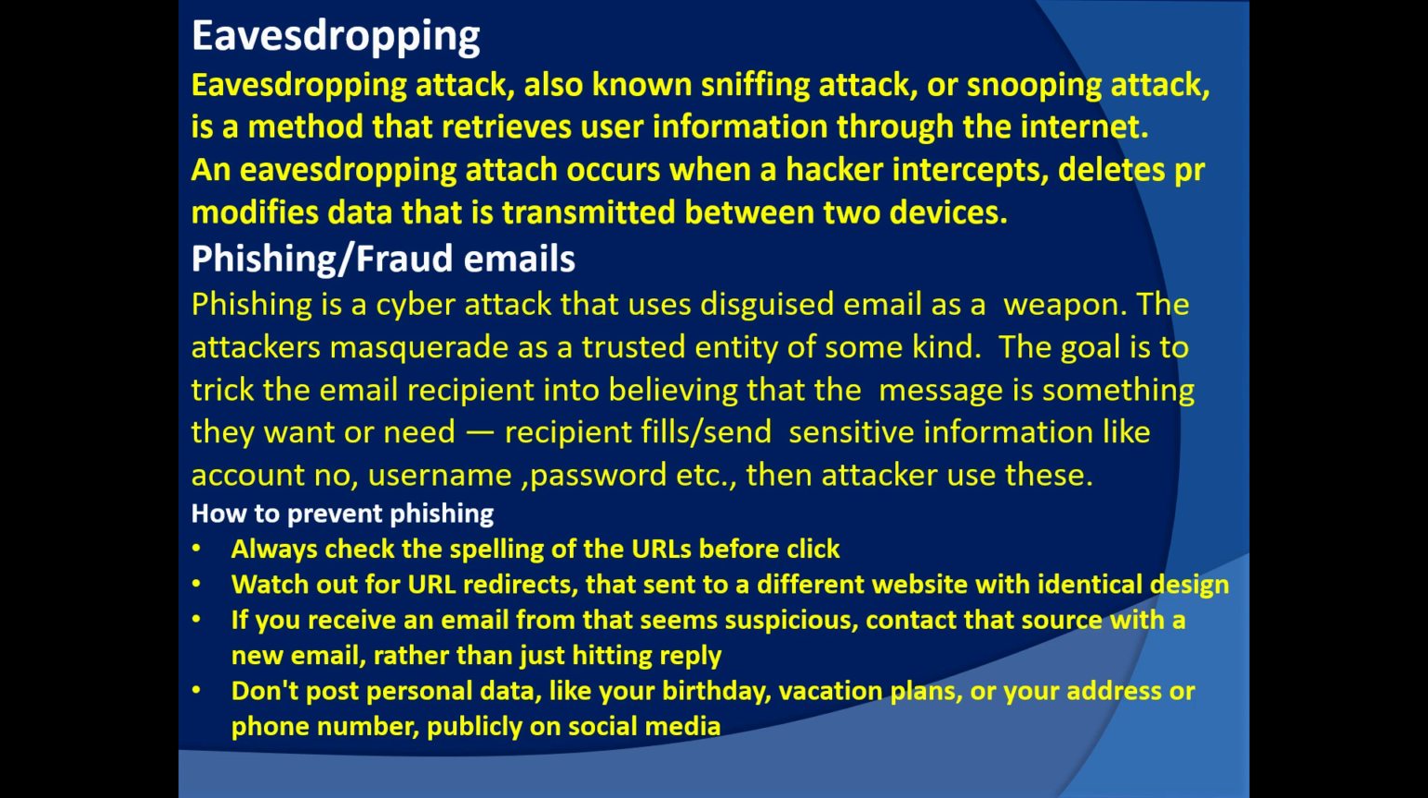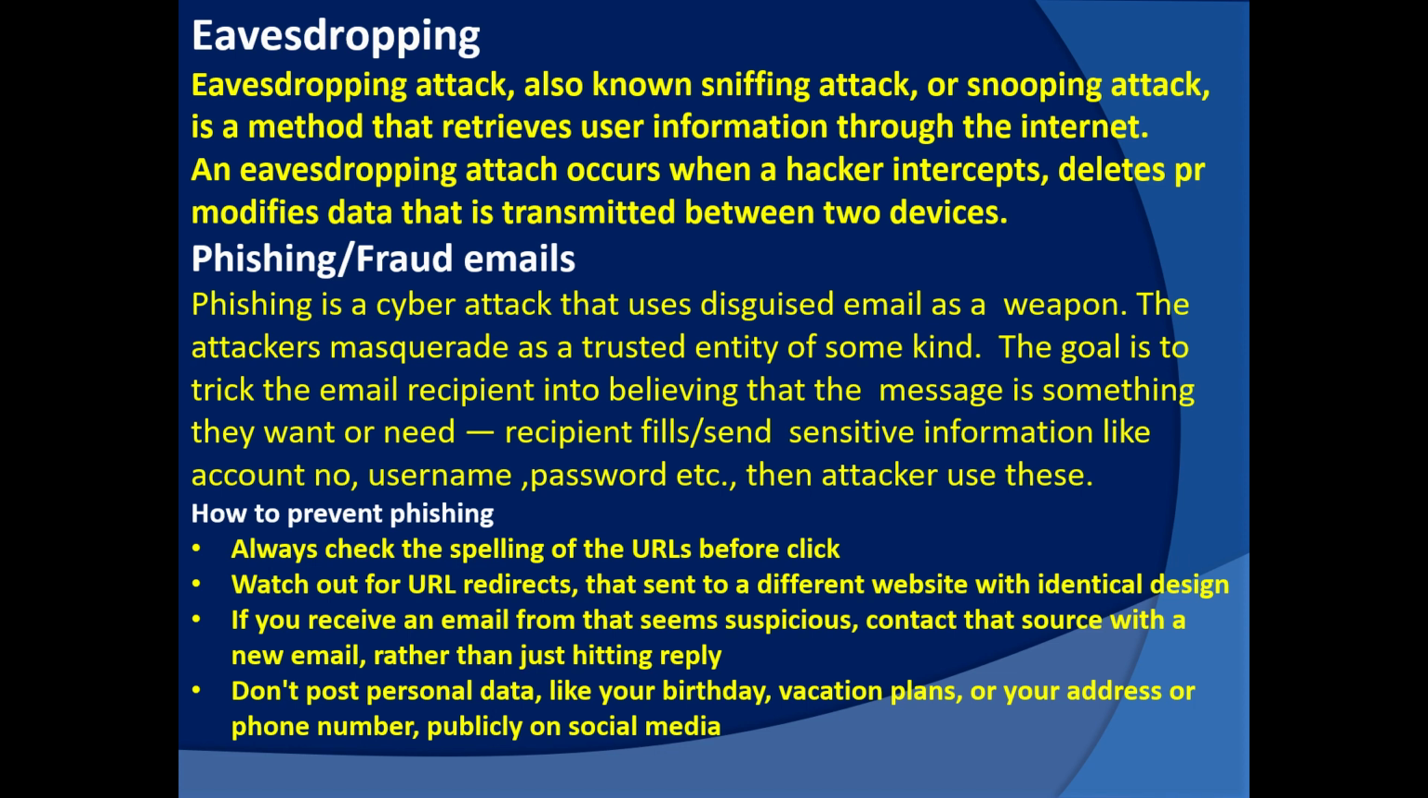What is phishing? Phishing is a cyber attack that uses disguised email as a weapon. The attackers masquerade as a trusted entity of some kind. The goal is to trick the email recipient into believing that the message is something they want or need, so the recipient sends sensitive information like account number, username, password, etc. Then the attacker uses these. They will create a similar email, for example from a bank, and they will send your username, account number and all to you, and they will ask us for further details, and we think that it is the bank who's asking. Sometimes we fall into that trap.